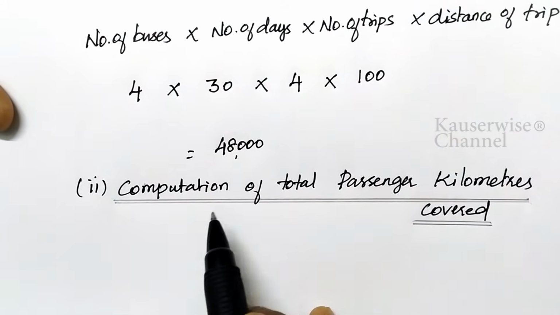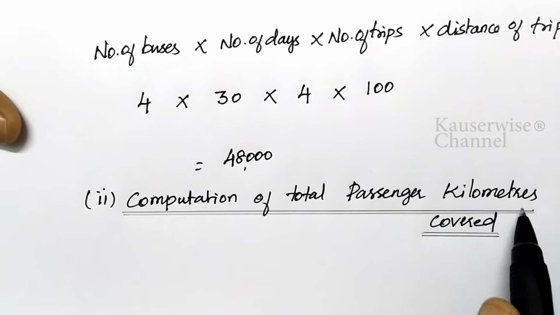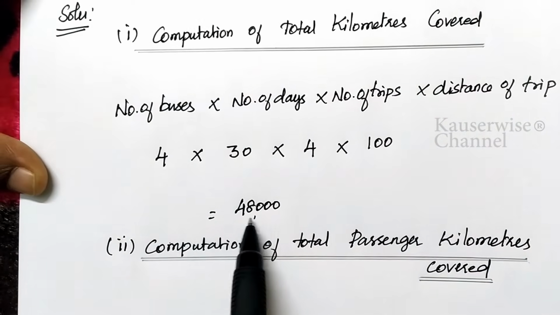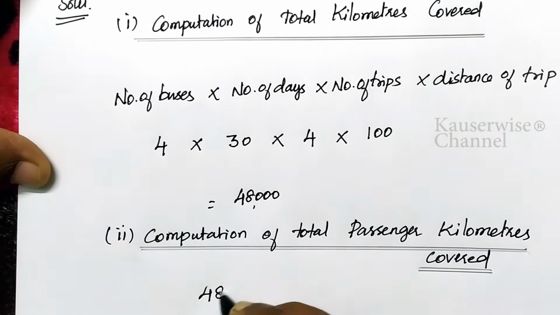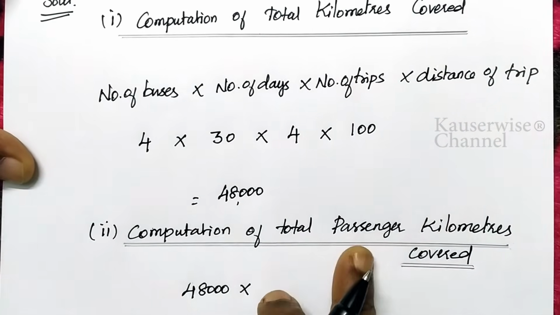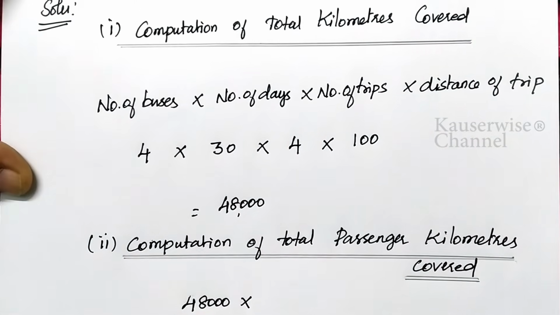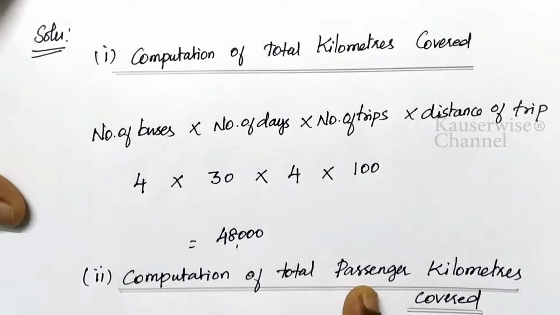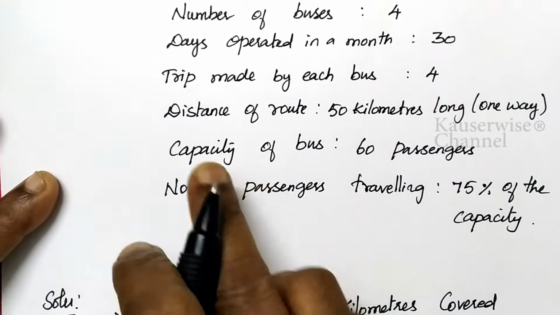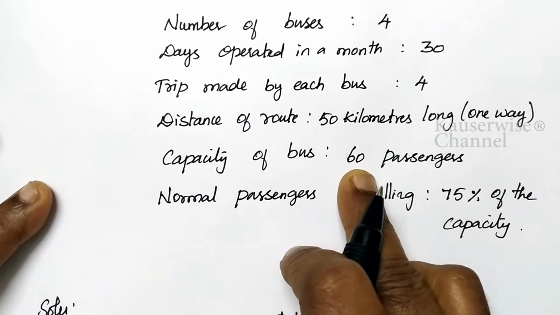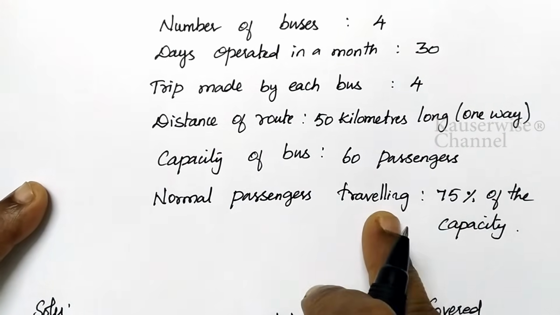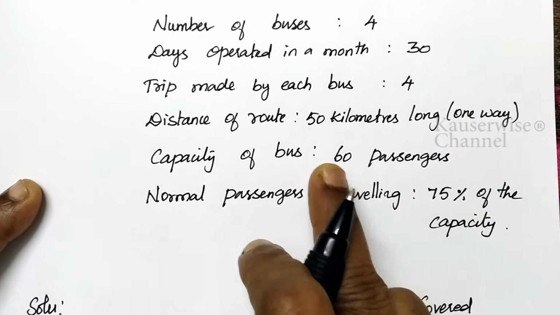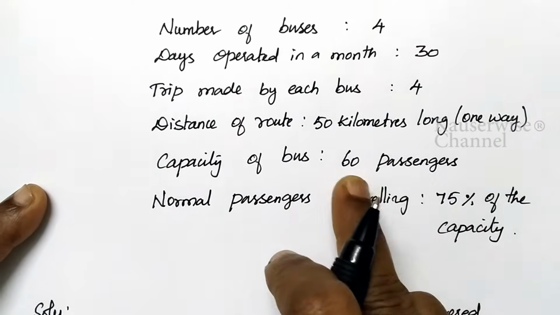See the second one, computation of total passenger kilometers covered. For that, just take the total kilometers. How many kilometers? 48,000 kilometers. We have taken kilometers covered and we need to take the number of passengers, that is the capacity of the bus and the percentage of capacity. Capacity of bus, 60 passengers, and normal passengers traveling 75%, not 100%. So we cannot take simply 60, but we have to take only 75% of 60.